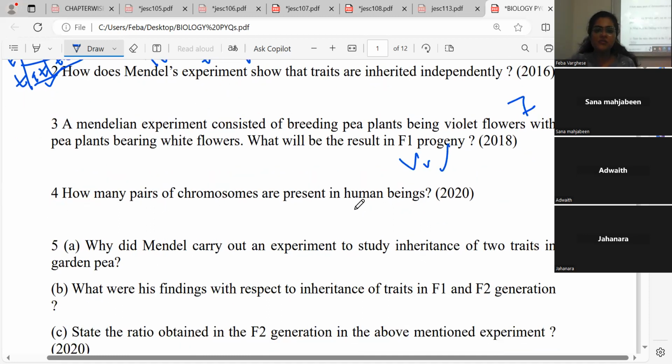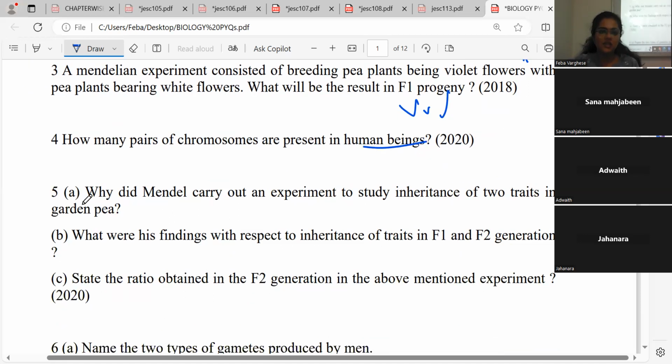How many pairs of chromosomes are present in human beings? 23 pairs of chromosomes. Now fifth question. Why did Mendel carry out an experiment to study inheritance of 2 traits in garden pea? Because he wanted to see how the characteristics are transferred and expressed if he considers 2 traits together. To derive the dihybrid inheritance pattern. And also he derived the law of independent assortment. Yes, you can write it.